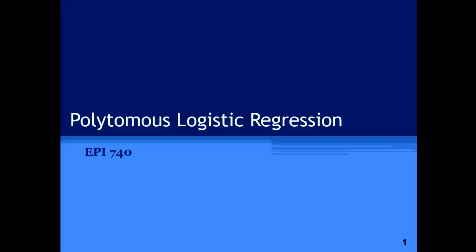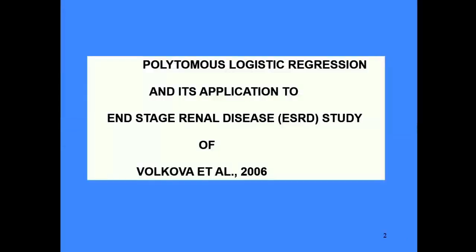So what's polytomous logistic regression? It has to do with the situation. Up until now, we've been talking about binary logistic regression, meaning the outcome variable has only two possible choices. You either have it or you don't have it. When you're talking about polytomous logistic regression, the outcome could have more than two categories. So polytomous, more than two categories.